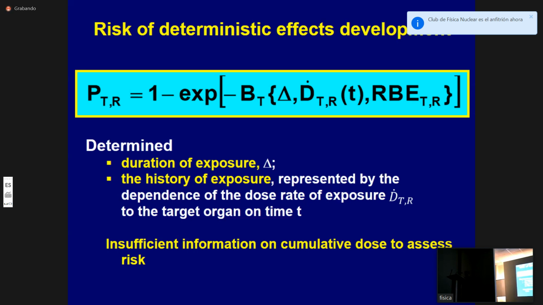It's the function of change in time of the absorbed dose rate of radiation of type R, again in organ type T, during the considered period of time. And the last is the RBE, the coefficient of the relative biological effectiveness of radiation of type R during irradiation of the organ type T.